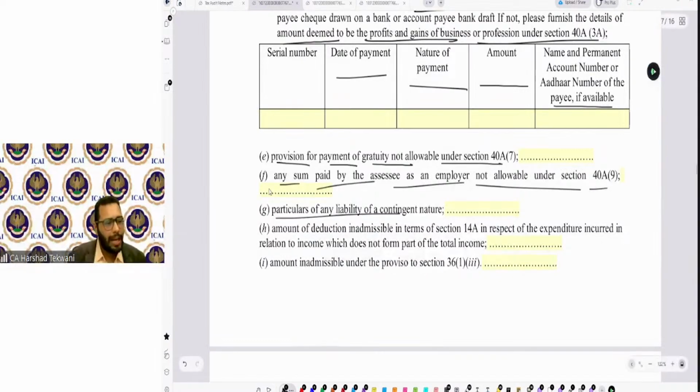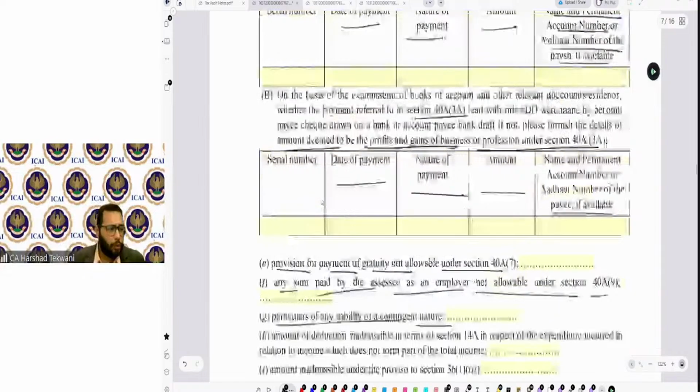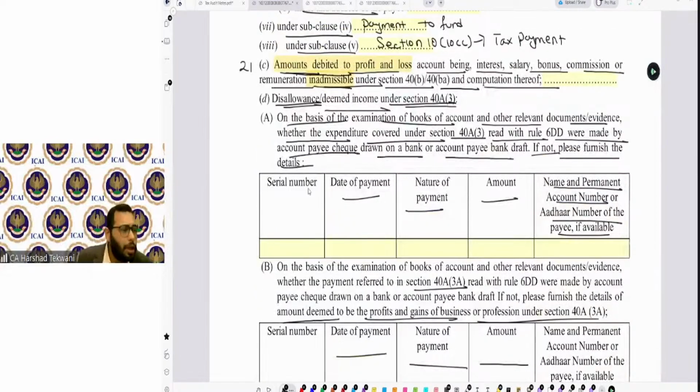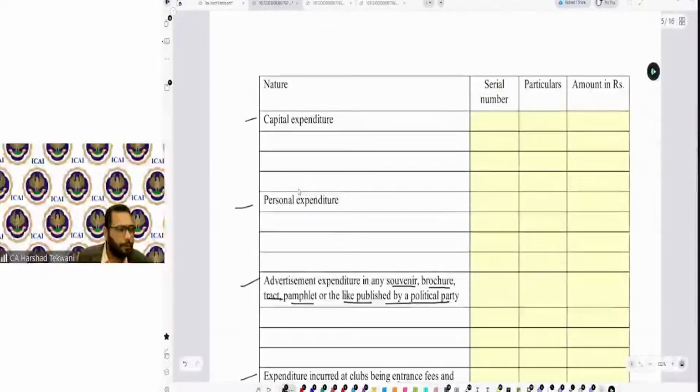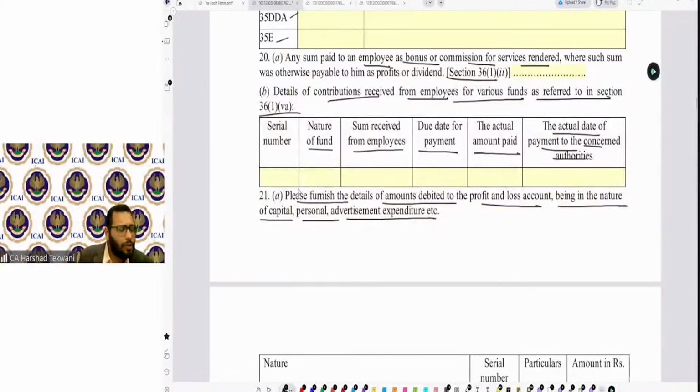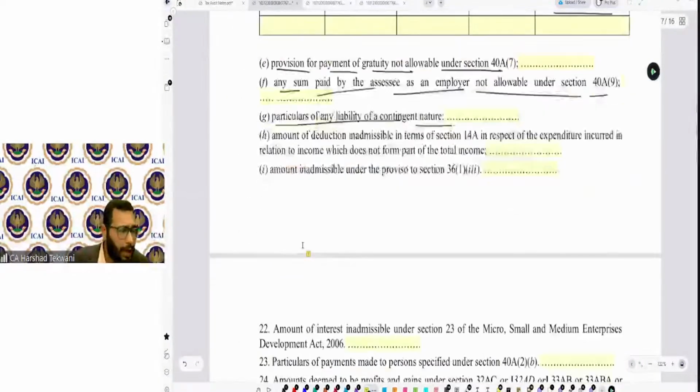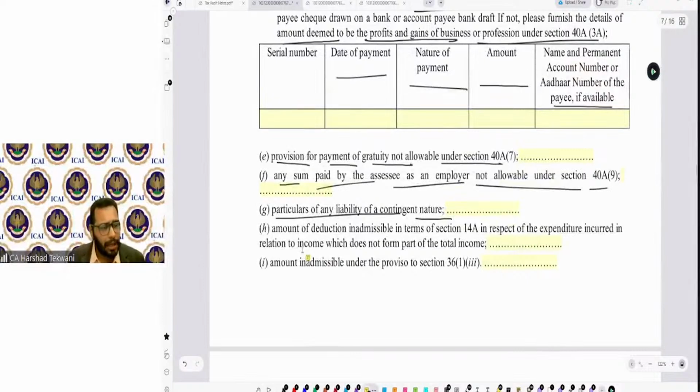Then we have particulars of any liability of a contingent nature. If there is any liability of contingent nature being debited to the profit and loss account. Now, why debited to the profit and loss account? Because if you see clause 21, it talks about furnishing the details of amounts debited to profit and loss account. So the whole clause talks about these amounts being debited to P&L. So if there is any liability of contingent nature which is debited to the profit and loss account, then such detail is required to be provided here.